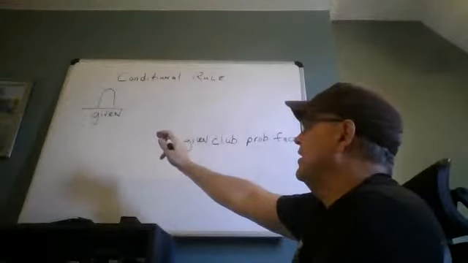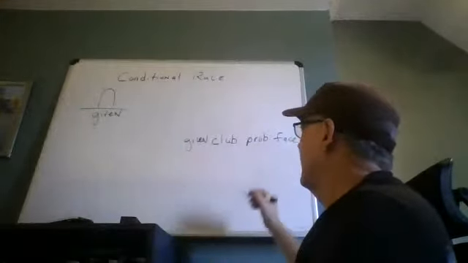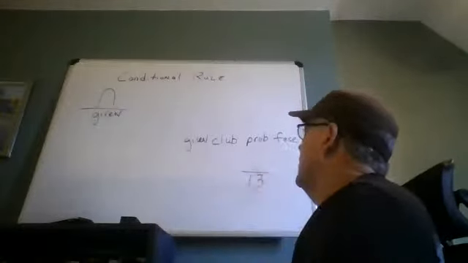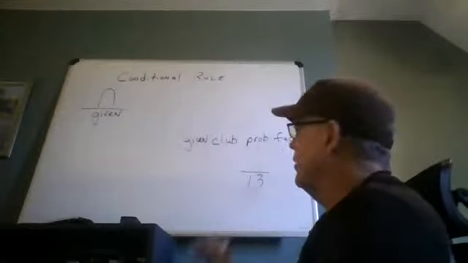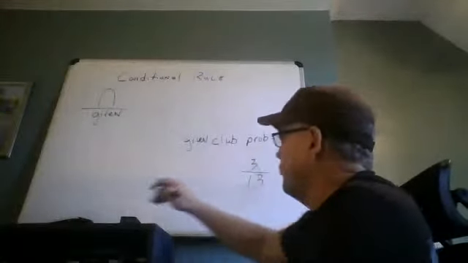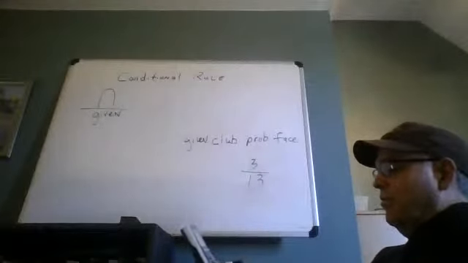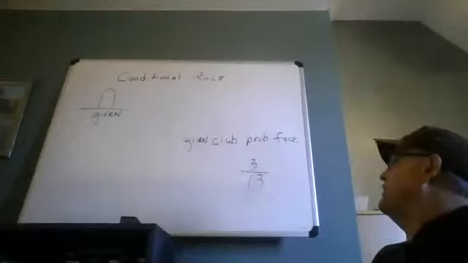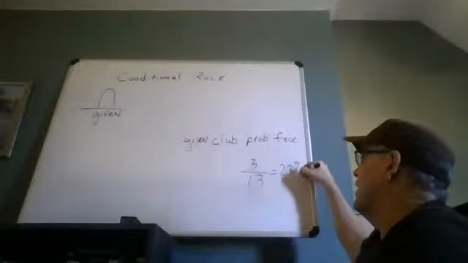Given that it is a club, how many clubs are there? 13. What is the probability that it is a face card? We already said there were 3 there, 3 out of 13. So 3 divided by 13 is 23%. So it's close to the same as the other one, but not the same.